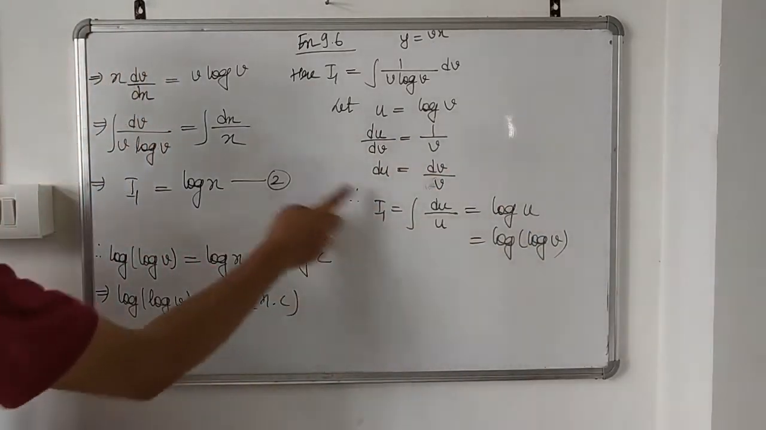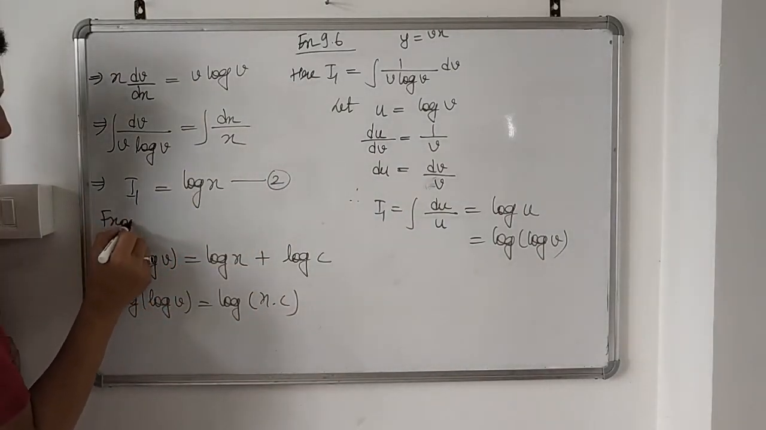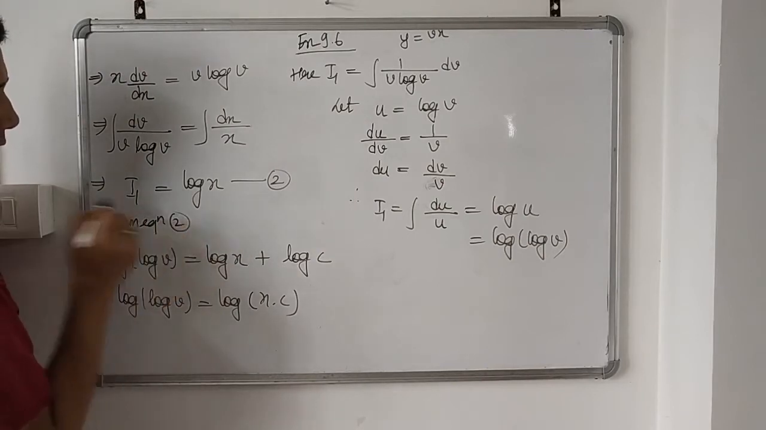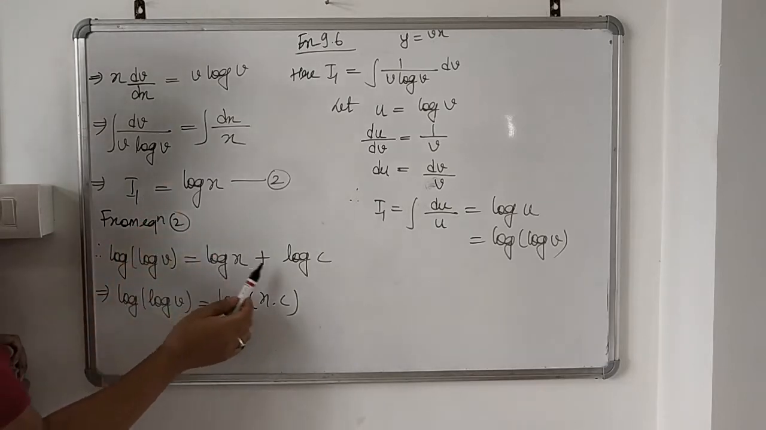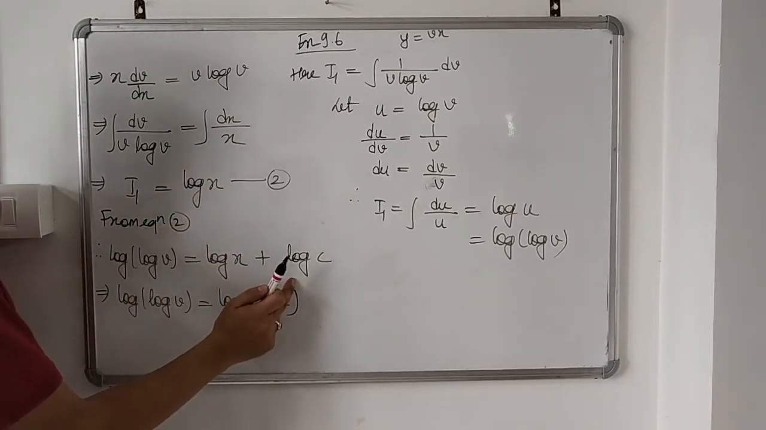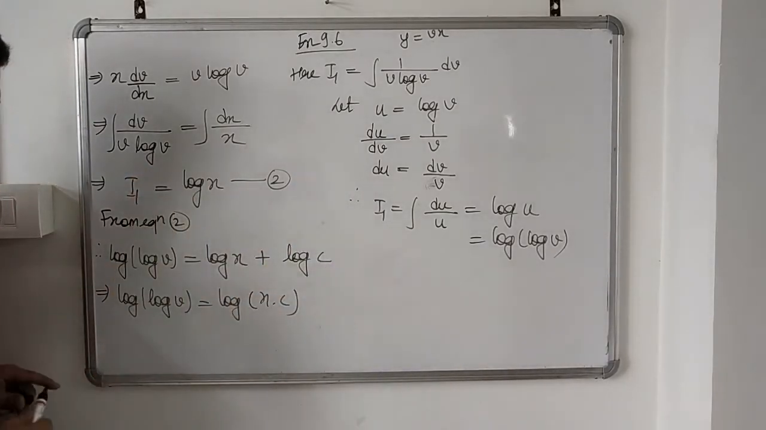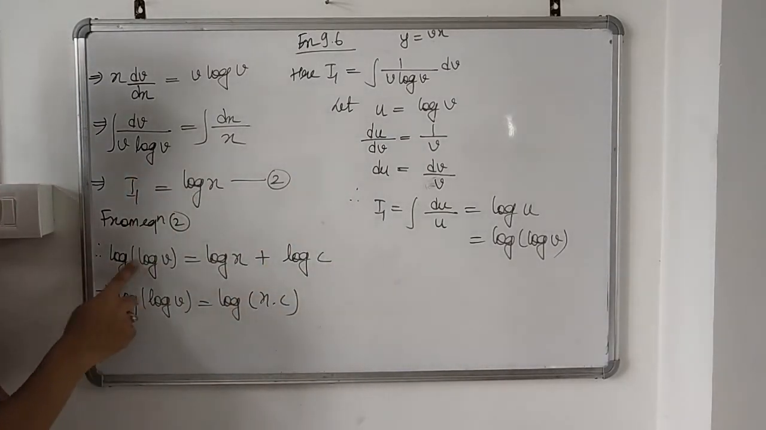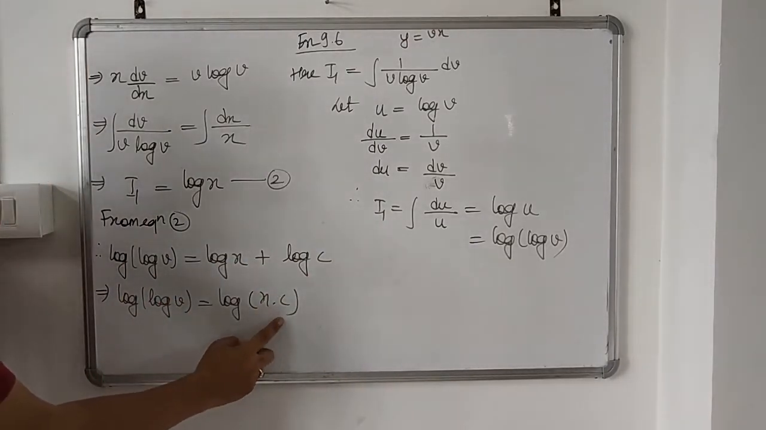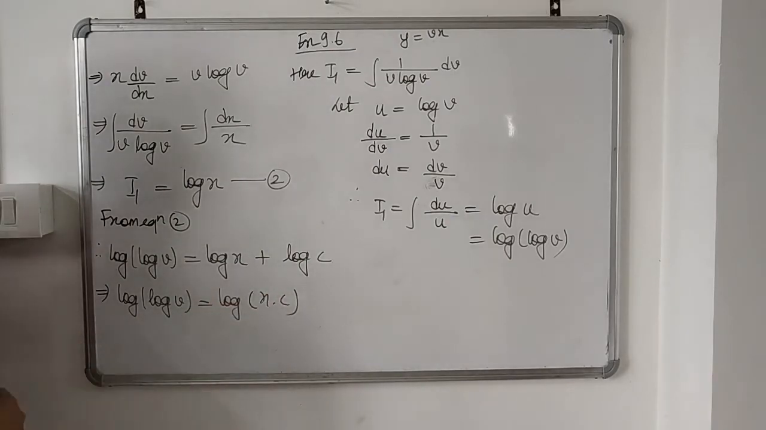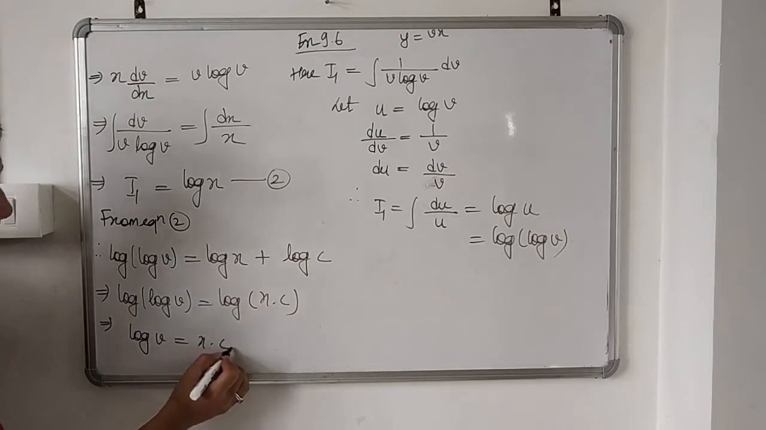Right? So therefore, from equation 2, the value for I1 is log v, which equals log x plus any constant. Instead of writing c, I am writing log c, because c is a constant, so log c is also a constant. On doing so, I will get log v equals log x into c, because log a into b is log a plus log b. Log we can remove, so it will be only v equals x into c.